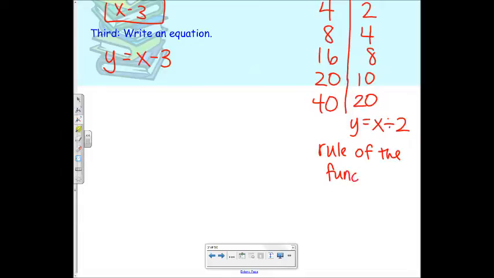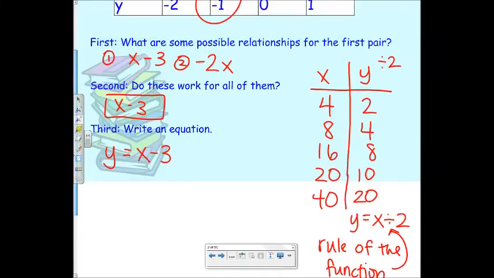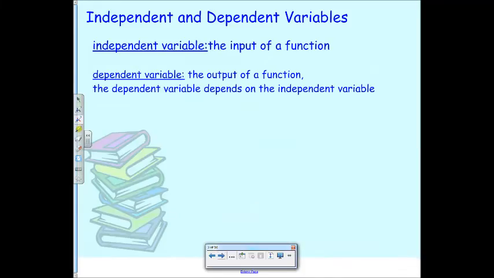So that's the rule of that function. All right, so when we're doing these, we use independent and dependent variables. The independent variable is usually x, the input of a function, and the dependent variable is the output of a function. The dependent variable depends on the independent variable, which is why it's called the dependent variable. What does that mean, dependent?